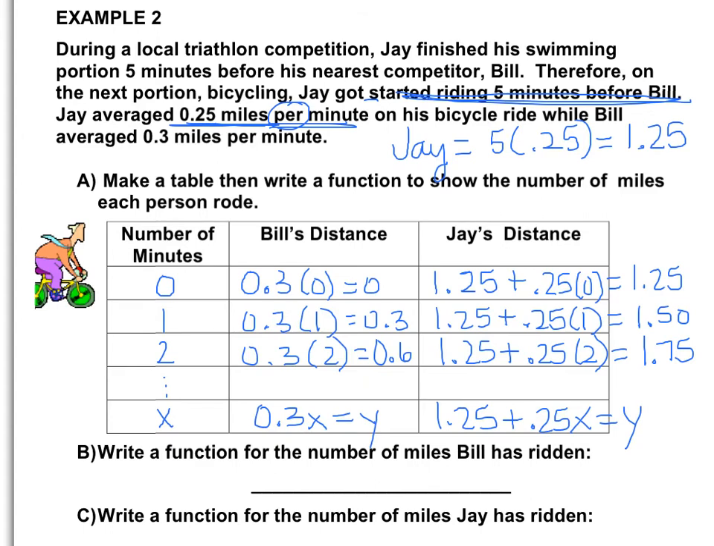Okay, so if I start the number of minutes at 0, 1, 2, Bill's distance is 0.3 times 0, which equals 0. And then Jay's initial was 1.25, and then we add 0.25 times 0, and so that gives you 1.25. So check your table and make sure you did this right. And then this is going to give you your equations down here at the bottom.